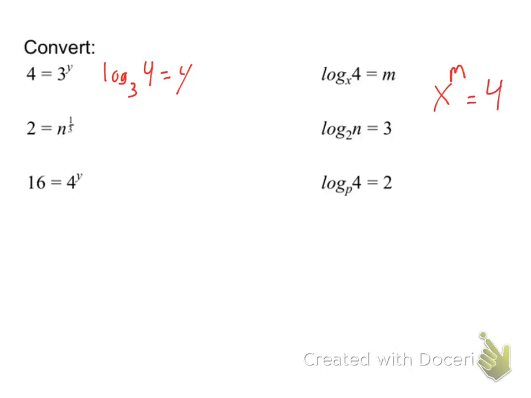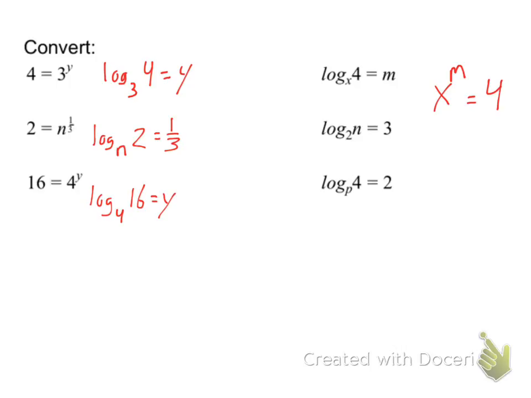So, I'm going to give you guys a little bit of time. Try to get all 4 of those done. Okay, let's go to the second, convert to logs. What would this log be? Log base n of 2 equals 1/3. Correct. Let's keep going down the column here. So this would be log base 4 of 16 is equal to y. It's y, right. It's the exponent.